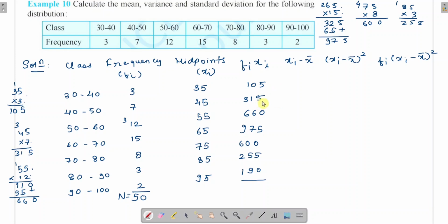Then we take the sum of the fi xi column. Adding the values one by one, we get the total. Okay. So now we can find x bar, that is the mean.